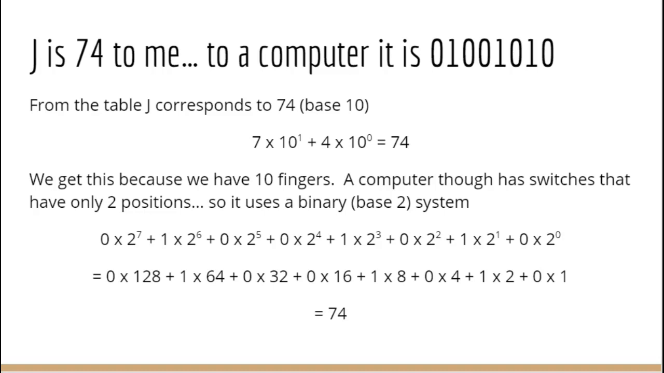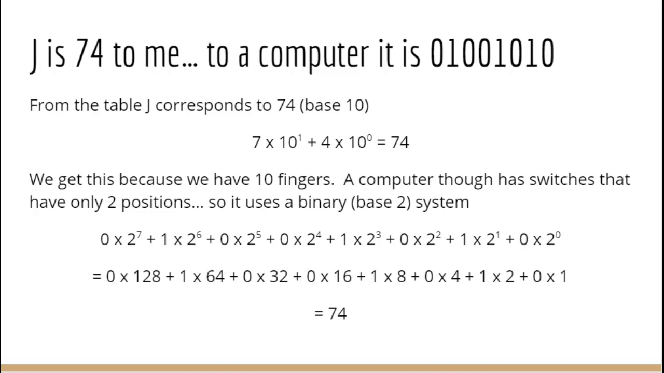A computer, though, has switches that only have 2 positions, on or off. So we're going to use 8 of those switches. The first one is going to be 2 to the 7th. The last one is going to be 2 to the 0. So remember, it's 0 through 7, which gets me 8 switches. Now remember, we're always going to have that first switch in the off position.